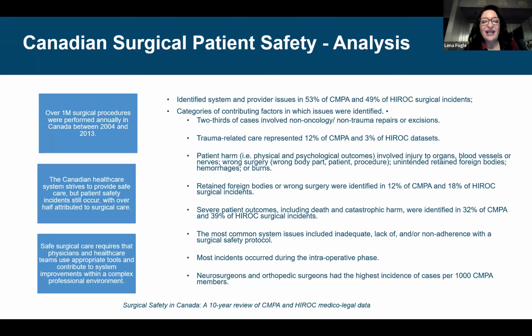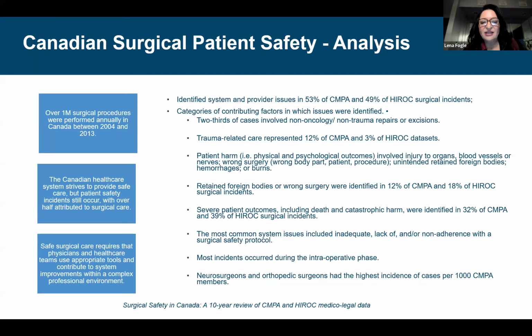And so what did they identify from what got reported? 53% of all of the incidents reported to CMPA were surgical related. 49% of everything reported to Hierarch was a surgical incident. Some of the categories: 2/3 of the cases involved non-oncology, non-trauma, so these are going to be elective surgeries and urgent surgery. Trauma-related care represented about 12% for one agency and about 3% for the other.